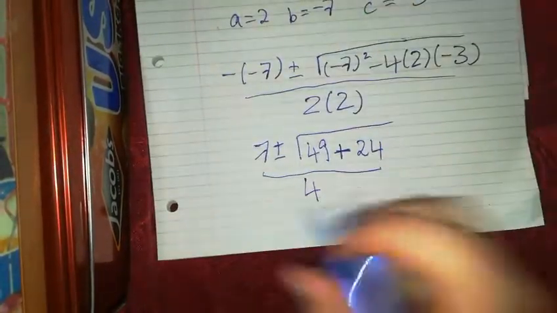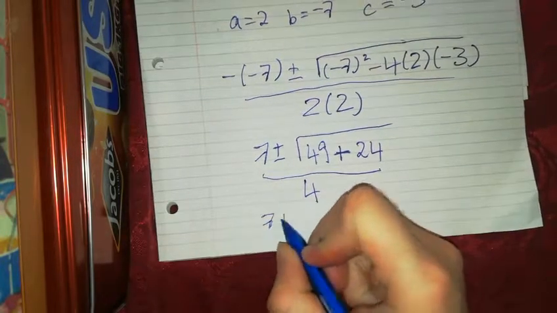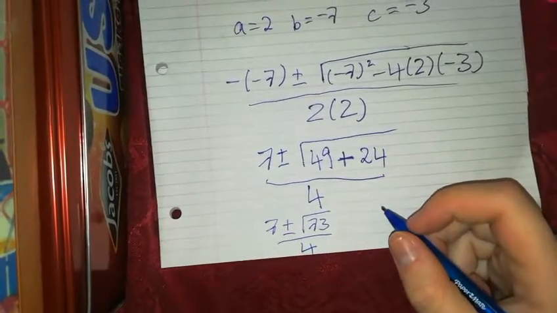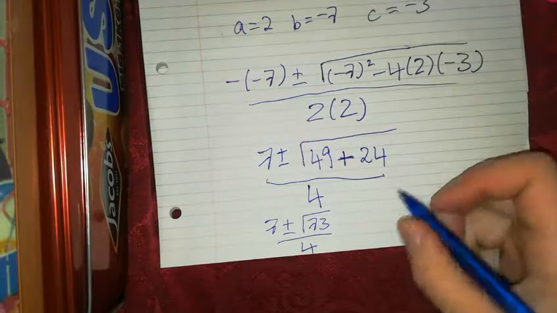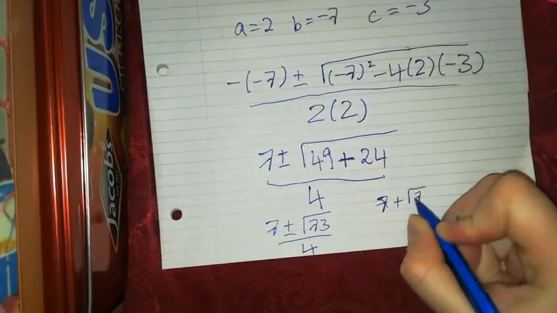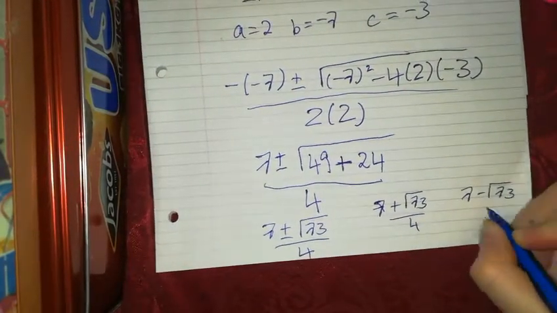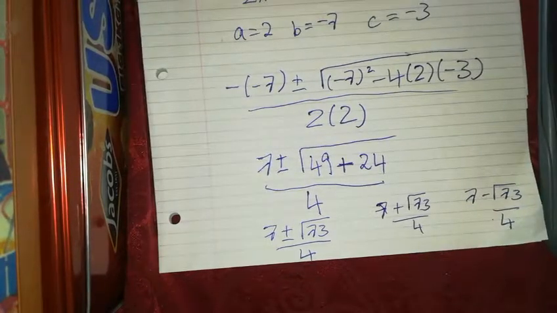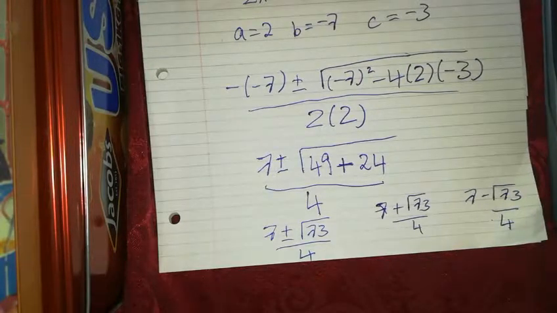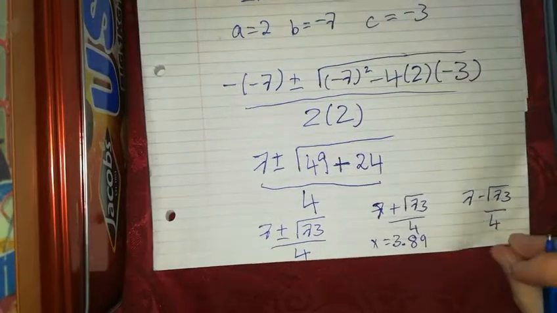Then I have to add 49 and 24. So I get 7 plus or minus the square root of 73 over 4. They asked me for my answers correct to 2 decimal places. So my first answer will be 7 plus the square root of 73 over 4, and my next answer will be 7 minus the square root of 73 over 4. In the first one, I get an answer of x is equal to 3.89, correct to 2 decimal places.